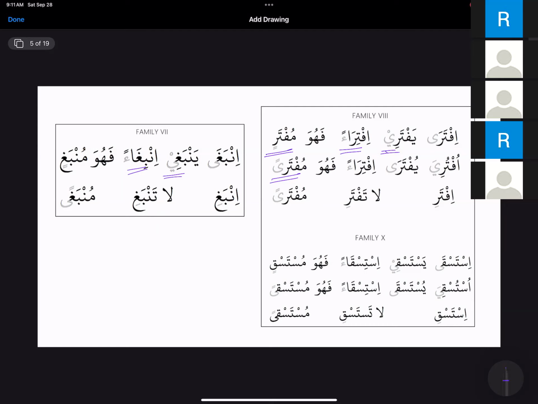Then istasqa. What does istasqa mean? Asking for water. Sakwa is like seeking for water, asking for water, begging for water, right? وَإِذِ اسْتَسْقَى مُوسَى لِقَوْمِهِ فَقُلْنَا اضْرِبْ بِعَصَاكَ الْحَجَرَ فَانْفَجَرَتْ مِنْهُ اثْنَتَا عَشْرَةَ عَيْنًا. So istasqa, yastasqi, istisqa'an, fahuwa mustasqin. Ustusqiya. Wow, getting harder and harder. Ustusqiya, yustasqa, istisqa'an, fahuwa mustasqan.